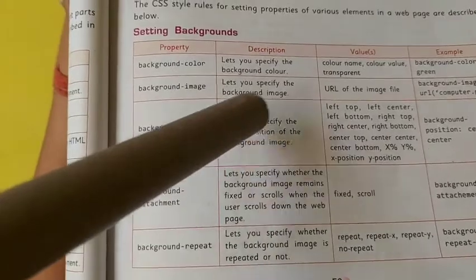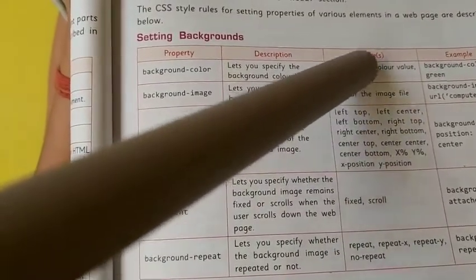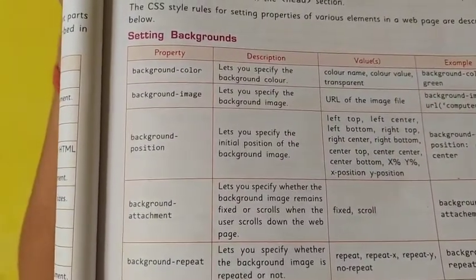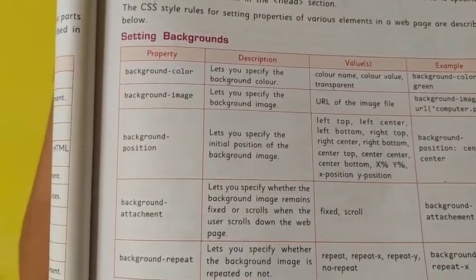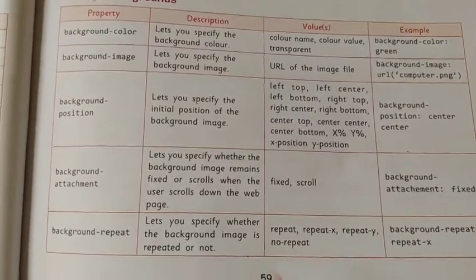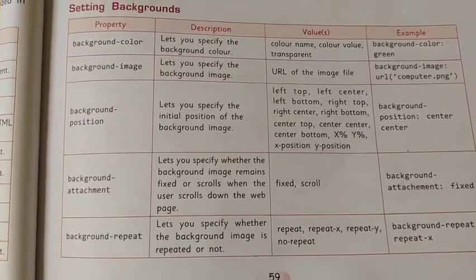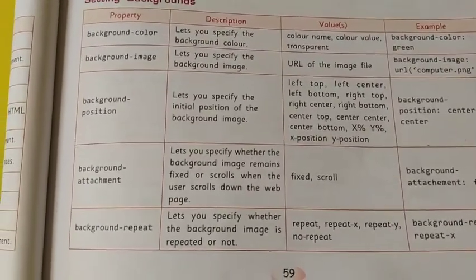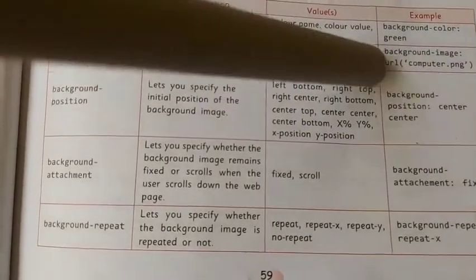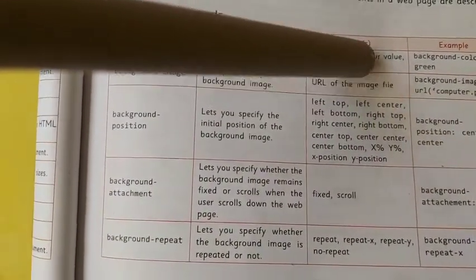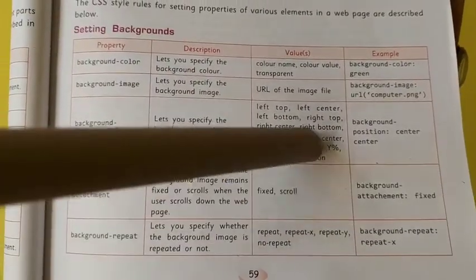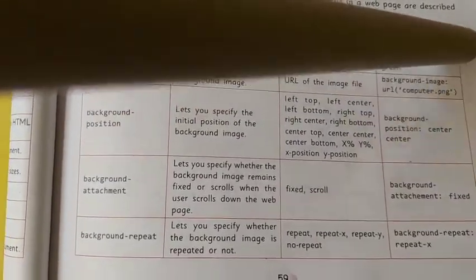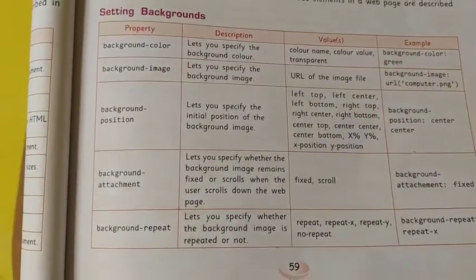Then background image, this will specify the background image. Here we can use the URL of the image file. What is URL? URL is the address of the image file. It is saved in the document section or anywhere else, in My Pictures or My Documents, wherever. Clear? Then we will use this syntax. See, like this: background image, then URL, then computer dot png. This is the example. Okay, it is not compulsory that it is computer.png; it may be in any other format.